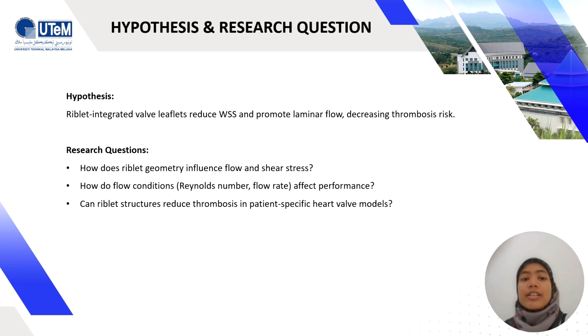The main hypothesis of this research is that incorporating riblet structures on the valve leaflet will reduce wall shear stress and promote laminar blood flow, thereby decreasing thrombosis risk. To support this hypothesis, the study will answer 3 key questions. The first one is how does the geometry of the riblet affect the flow and shear stress? Number 2, how do flow conditions such as Reynolds number and flow rate influence the riblet performance? And number 3, can riblet integration actually reduce thrombosis and hemolysis in a patient-specific aorta?